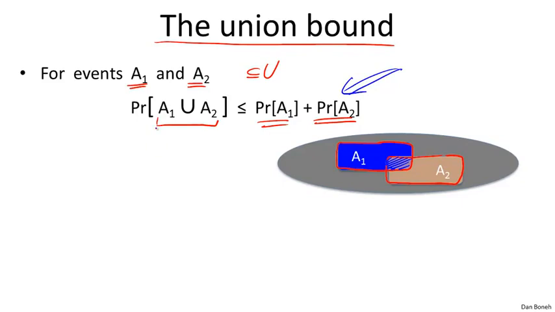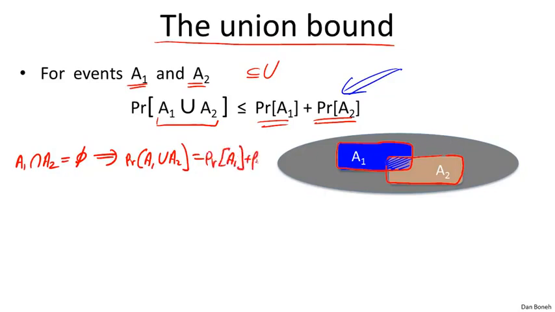And in fact, I'll tell you that if the 2 events are disjoint, in other words, their intersection is empty, in that case, the probability that either A1 happens or A2 happens is exactly equal to the sum of the 2 probabilities. Okay, so we'll use these facts here and there throughout the course. So just to be clear, the inequality holds always, but when the two events are disjoint, then in fact we get an equality over here.